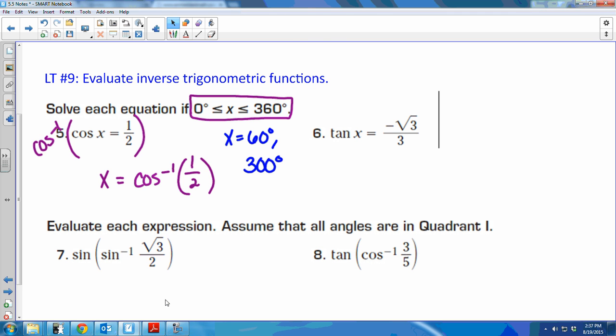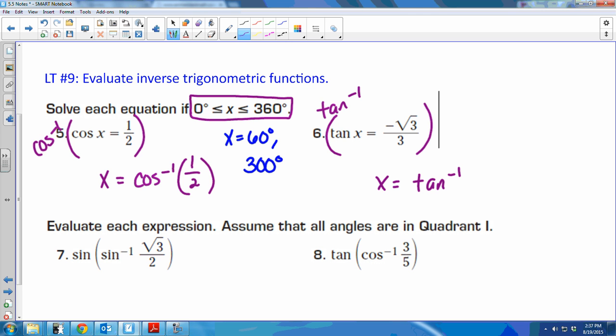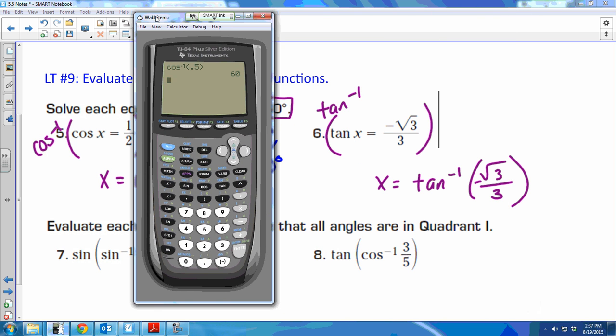So the next one: tangent x equals negative square root of 3 over 3. So we need to find the inverse. And when we do that, again, we need to type this into the calculator. But there's probably going to be another answer. There's not always two answers, but this one will probably have another answer. So inverse tangent of negative square root of 3 divided by 3. And we get negative 30.